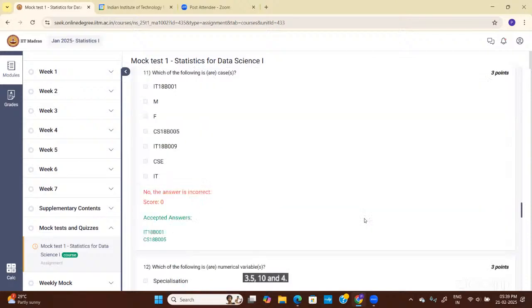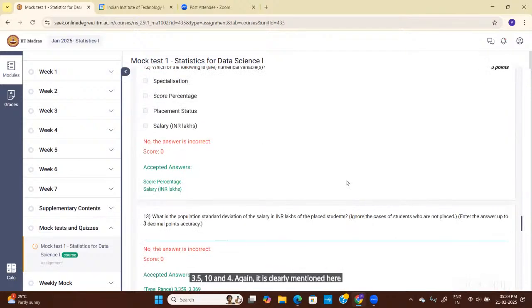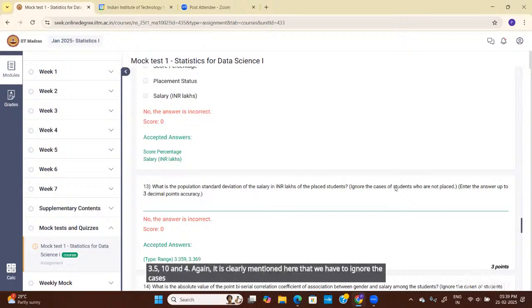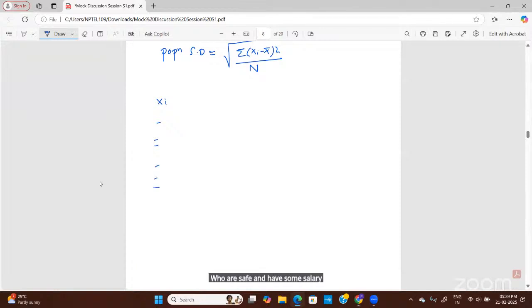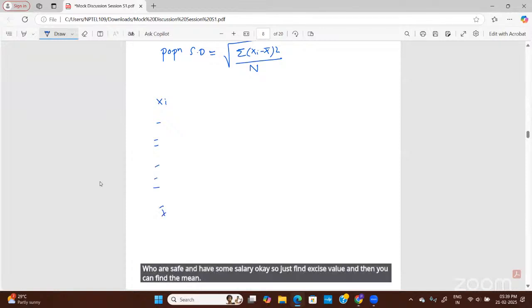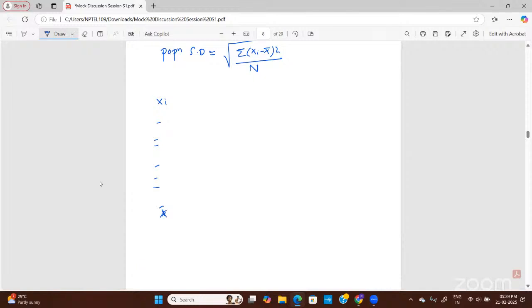Okay, and it is clearly mentioned here that we have to ignore the cases of the students who are not placed. Okay, so don't worry about those things. Just take the values for those students who are placed and have some salary. Okay, so just find xi value and then you can find the mean, x bar.